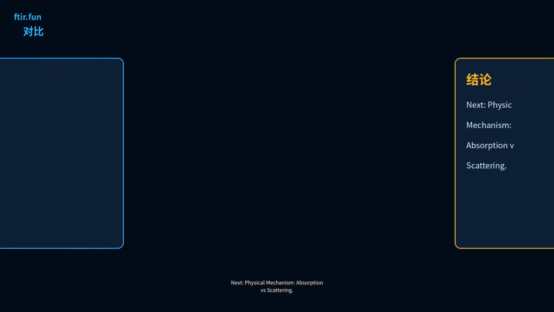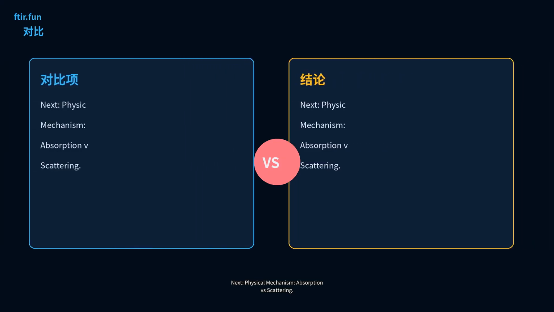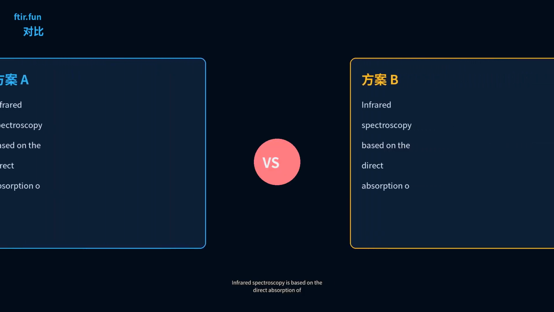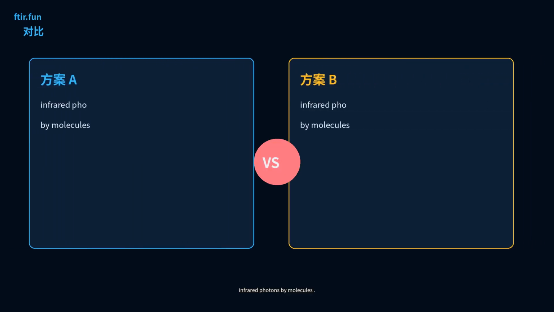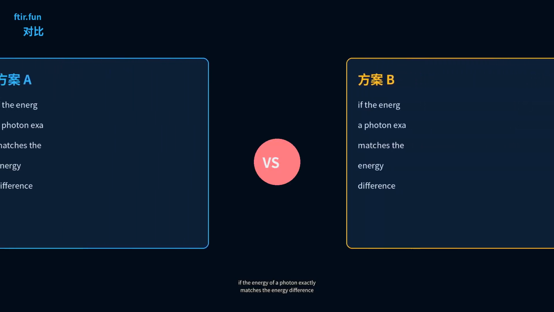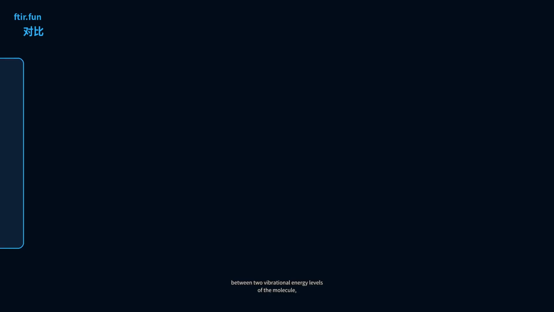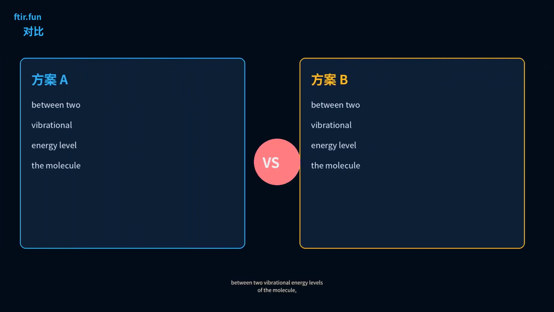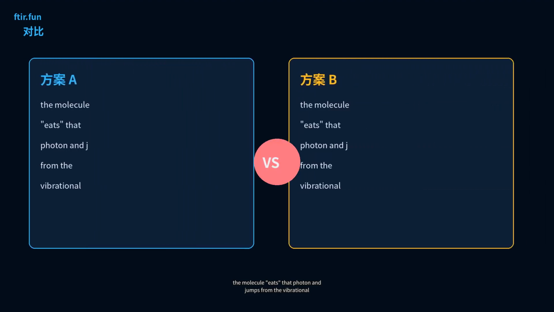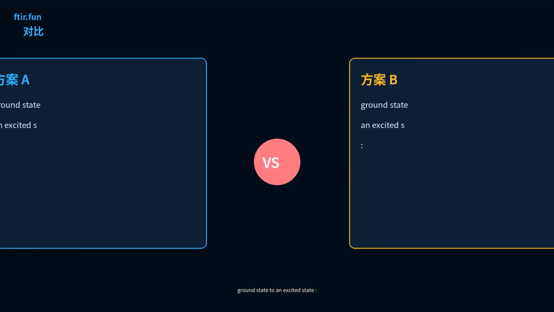Next, physical mechanism, absorption vs scattering. 1.1 Infrared absorption, drinking light directly. Infrared spectroscopy is based on the direct absorption of infrared photons by molecules. When polychromatic infrared radiation irradiates a sample, if the energy of a photon exactly matches the energy difference between two vibrational energy levels of the molecule, the molecule eats that photon and jumps from the vibrational ground state to an excited state.